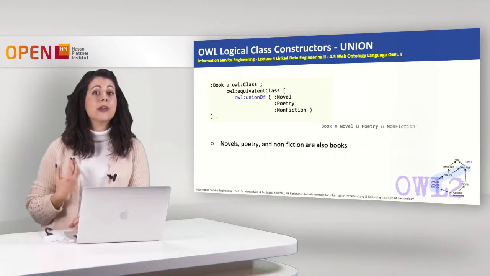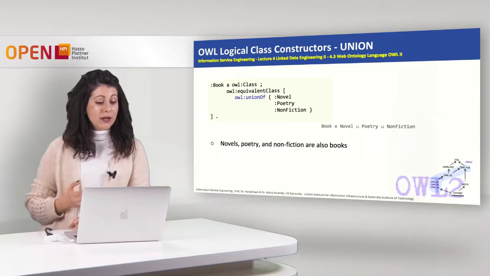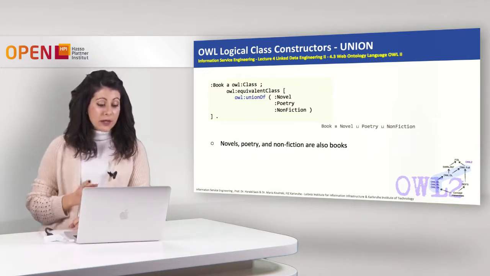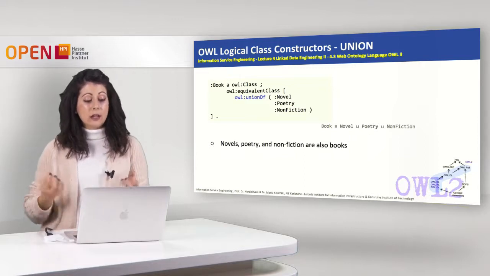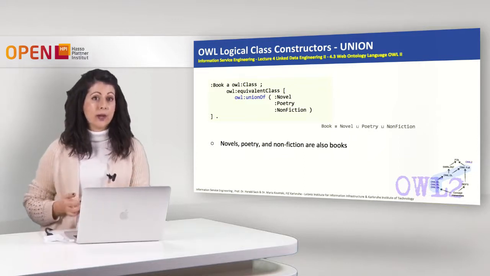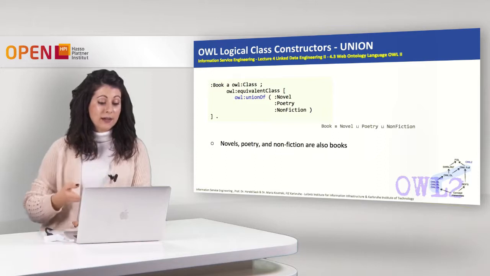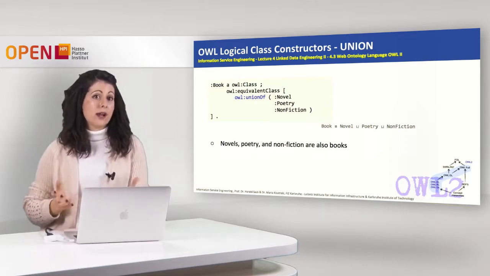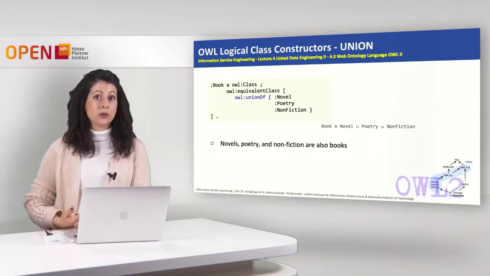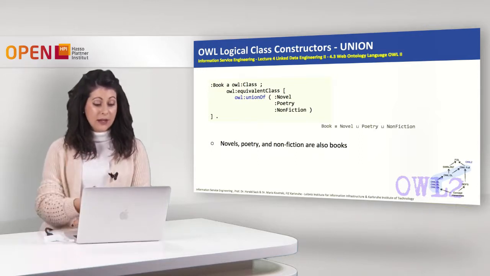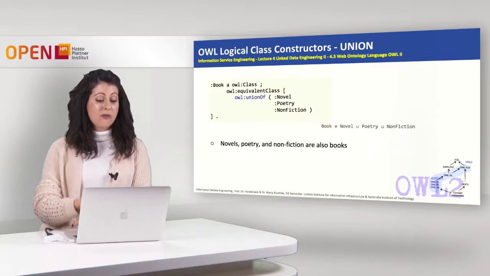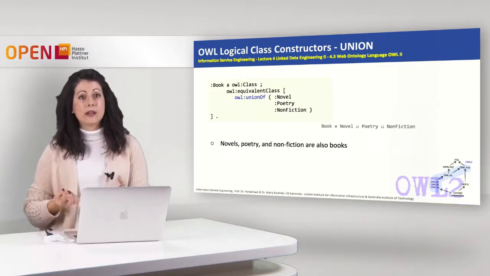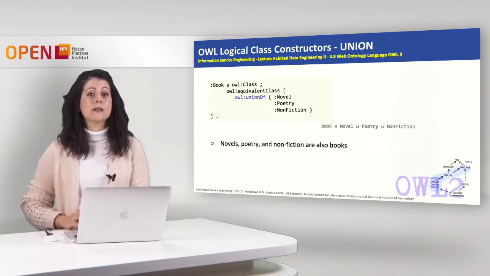And let's continue with the union. So here we have a class Book, of course of type Class, and in order to make a union, we do it in the following way. We say owl:equivalentClass, owl:unionOf, and then we list all those classes that we want to use to make the union. So in the end, we will say that novels, poetry, and non-fiction are also books because we said that they are equivalent to the class Book.